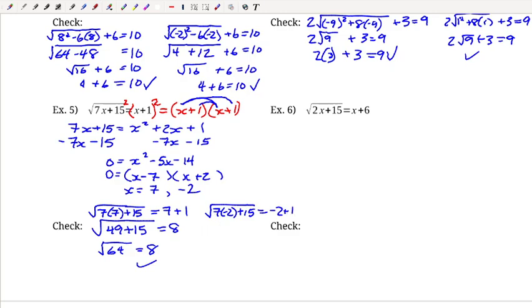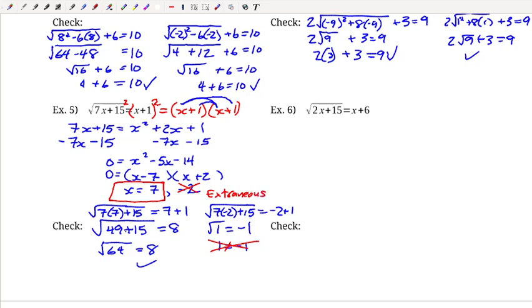So I've got negative 2 times 7, that's negative 14 plus 15 is just going to be 1, square root of 1, and negative 2 plus 1 is negative 1, so 1 equals negative 1. That tells us my negative 2 is an extraneous solution. Not going to work. The only solution that is valid is x equals 7, because the negative 2 is extraneous.